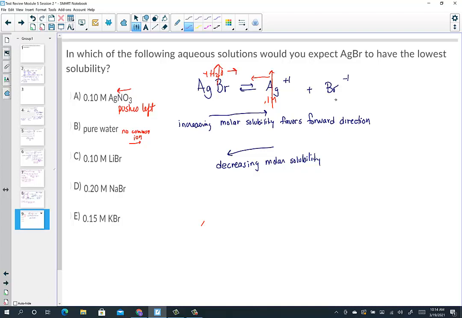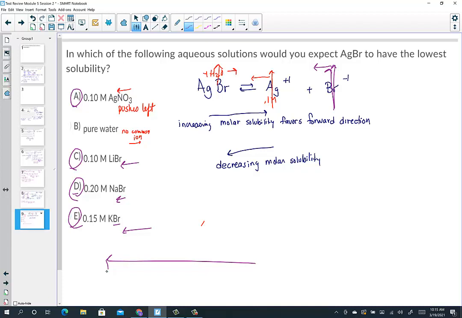LiBr, well, here's the stress there. Adding Br pushes to the left. Letter D, adding Br also pushes to the left. So we have letter A, C, D, and E all pushing the dynamic equilibrium back to the left, decreasing.